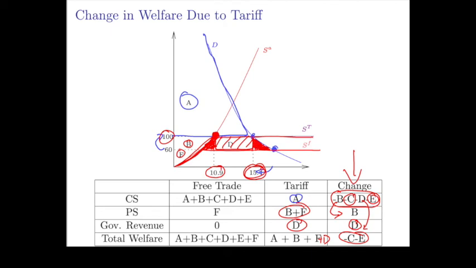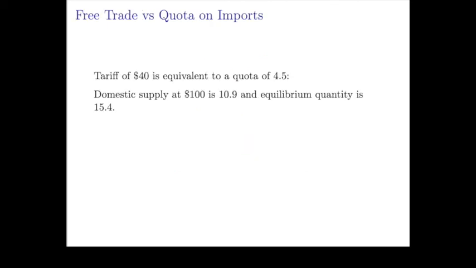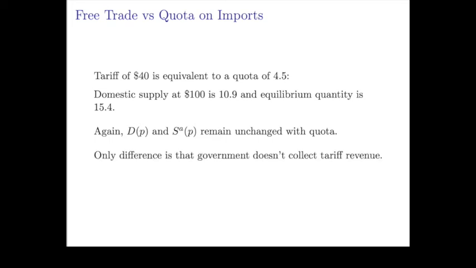What if instead of a tariff, the government just said, we're going to have a quota? Instead of these $40, the government says, okay, you can import, you don't have to pay the tariff, but you can only import those 4.5 units. So the domestic supply at $100, remember, is 10.9, and the equilibrium quantity is 15.4. So the domestic supply and domestic demand don't change. The only difference is that the government is not going to collect a tariff.